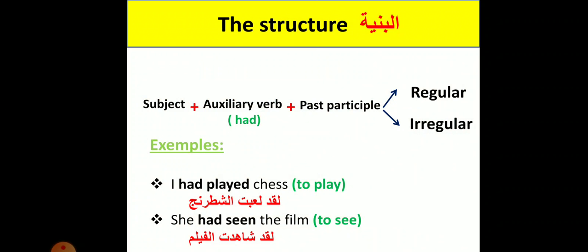She had seen the film. She, subject, had the auxiliary verb. Seen is the past participle of verb to see. The film is the object.